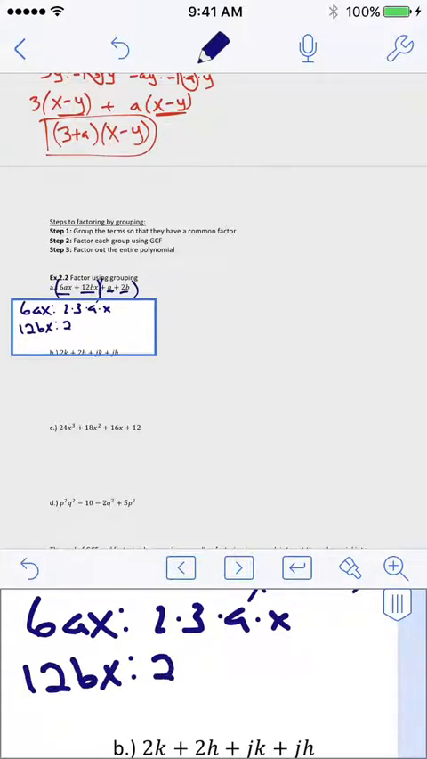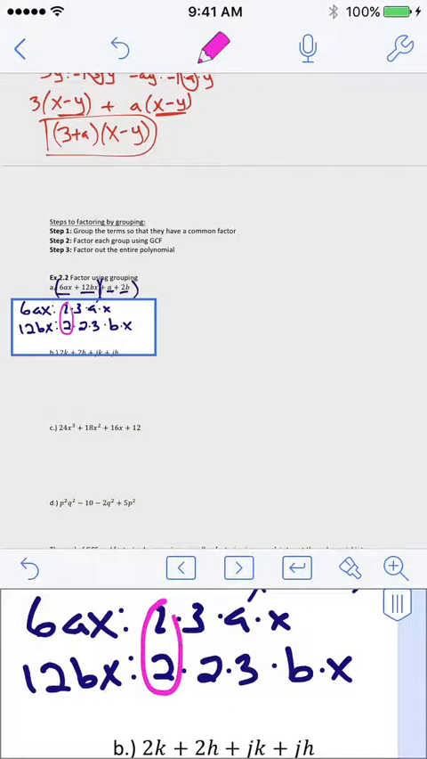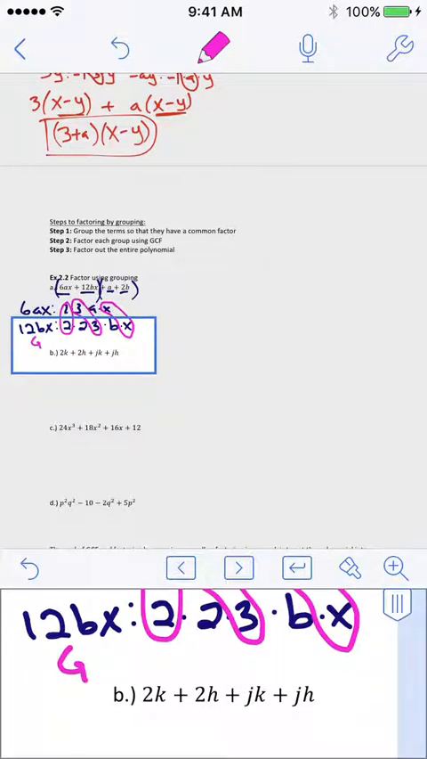12bx breaks down into 2 times 2 times 3, or 2 times 6, right? Times b times x. That's my prime factorization. Looks like they have a 2 in common, and a 3 in common, and an x in common. Alright, so GCF here would be 2 times 3 times x, or 6x.